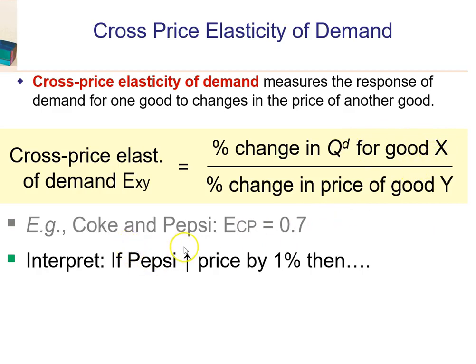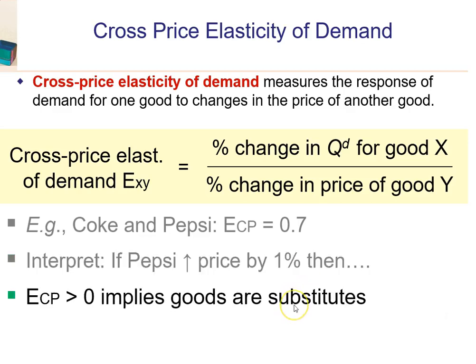Well, Coke and Pepsi, we know, are substitutes. They can easily replace one another. So this tells us how substitutable Coke and Pepsi are. Therefore, a 1% price change in the denominator will lead to a 0.7% increase in the numerator for there to be an elasticity of 0.7. So, to interpret this price increase, for every 1% price increase in Pepsi, there will be a 0.7% increase in the quantity demanded for Coke.